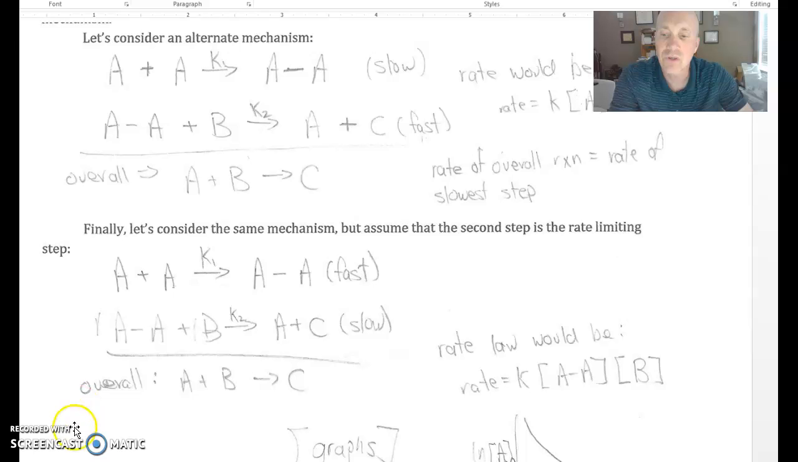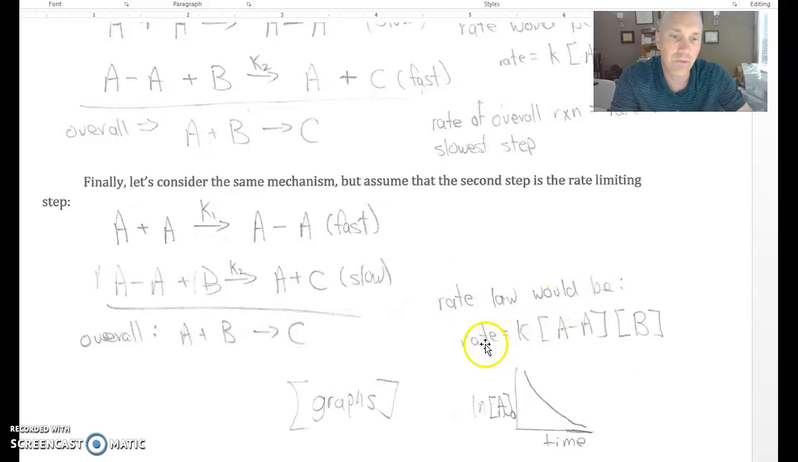So the last thing is we're going to have the same two steps, but we're just going to switch the slow and the fast. So if that were the case, the rate law would be the following. I'm going to go ahead and admit that this is probably one of the more complicated examples of this, but follow along and it will make sense.